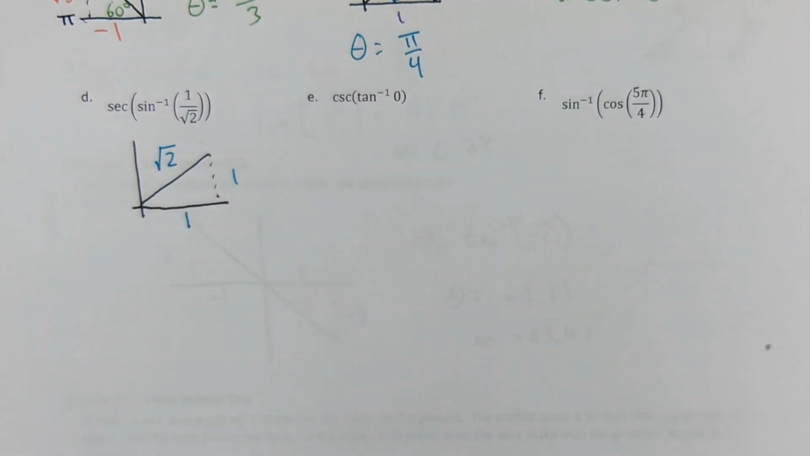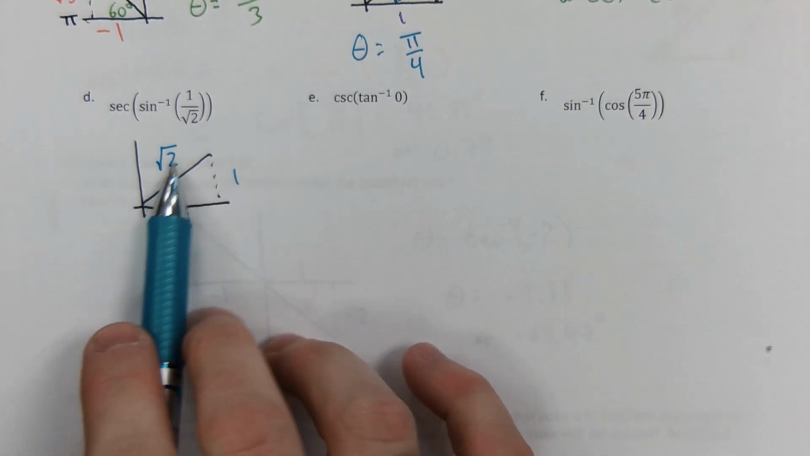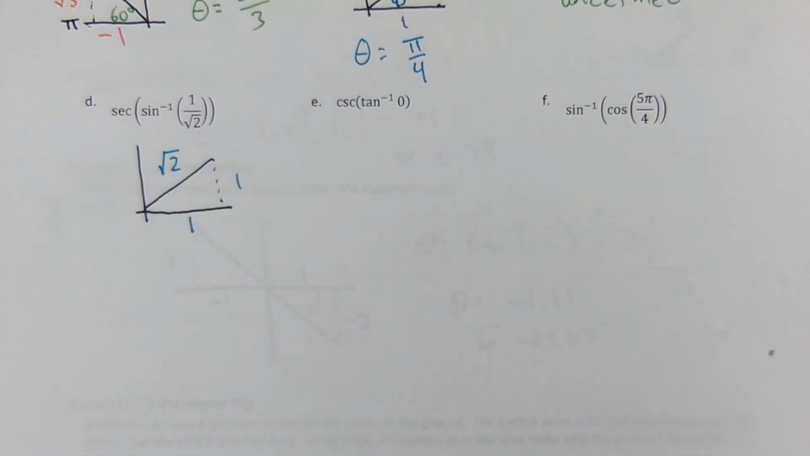Let me ask you a question. What if you didn't know the third side, but you knew these two? How could you have found the third side? Let's say it wasn't a special right triangle. Pythagorean theorem, a squared plus b squared equals c squared. This one just happens to be a special right triangle, but it didn't need to be.